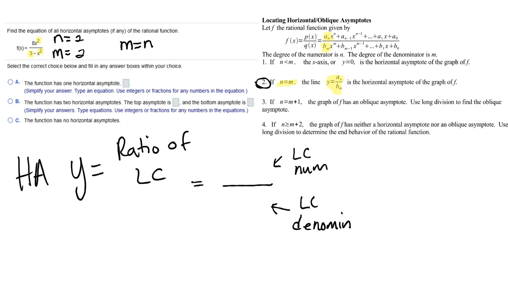So for the numerator, we have 8x squared. That leading coefficient is going to be 8. For the denominator, we have 3 minus x squared. The leading coefficient doesn't mean that it has to be first. It has to be with the highest power x. So that leading coefficient for the denominator is -1. So the line y equals -8, 8 divided by -1 is -8, is our horizontal asymptote for this example.